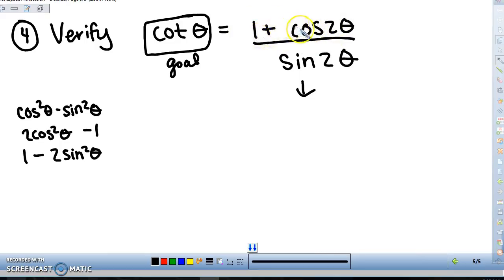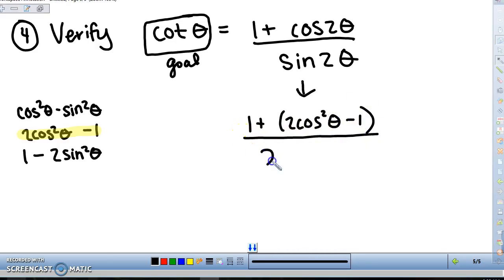And so in thinking about the options for what to plug in for cosine 2 theta, I would probably think about choosing the second choice because it has a negative 1 in there, and that could cancel with that positive 1, making that go away. Now really you could plug in any one of the options and still do work with it to manipulate it to equal what you want it to do, but that might be the easiest one to plug in for the numerator. So I'm going to go ahead and make that substitution on the top. Now we know on the denominator sine 2 theta is 2 sine theta cosine theta. There's only one option for that, so that's easy.